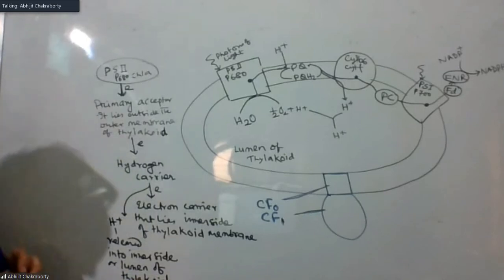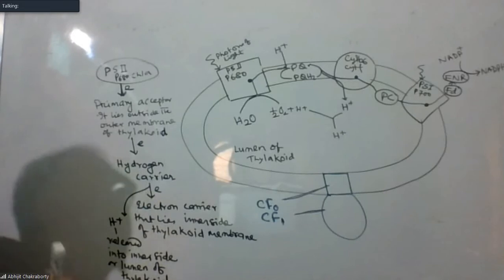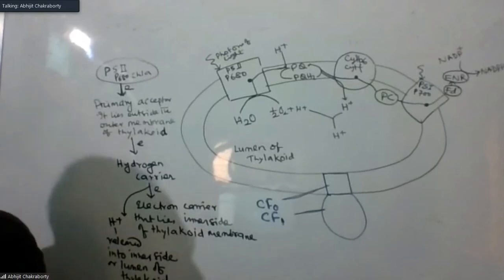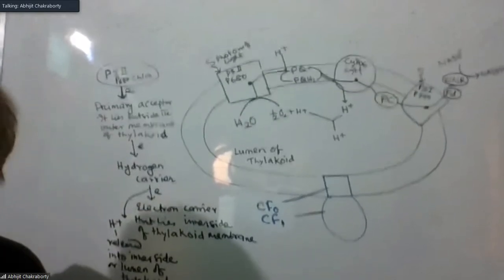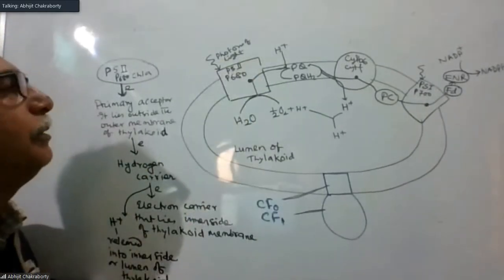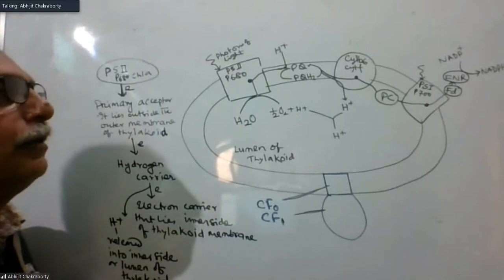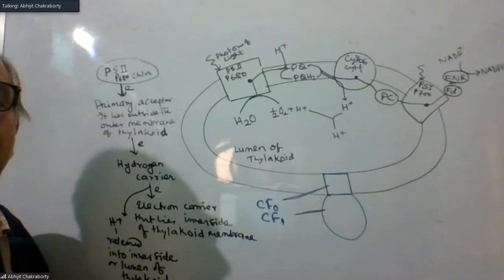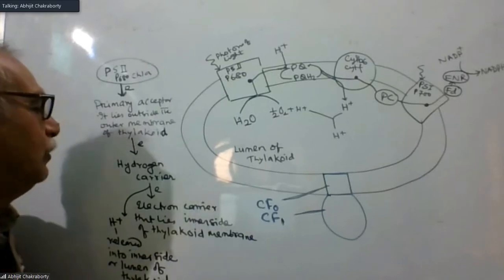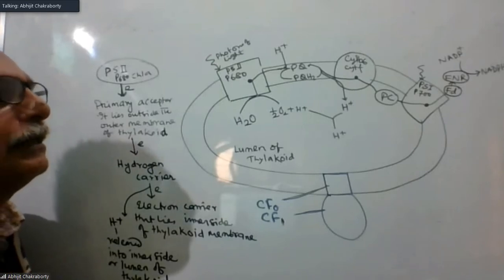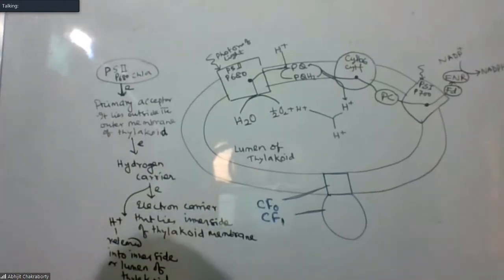Look at this. What I am saying, the primary acceptor of PS2 lies outside the outer membrane of thylakoid, so that from there the electrons are required to be carried to the next carrier via stroma. No electron carrier is present in the stroma. So a hydrogen carrier is required in this case to carry electrons to the next electron carrier. Is it clear to you? Or any doubt?